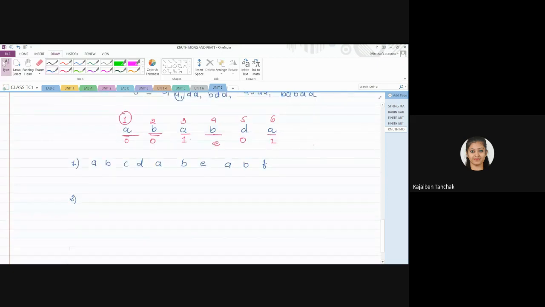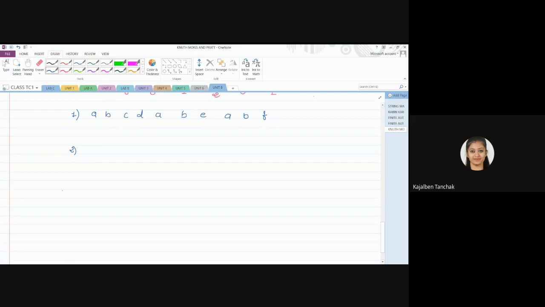Did everyone understand how to create this pi table? Is there any doubt? It is an online mode only. TFL is only online mode.